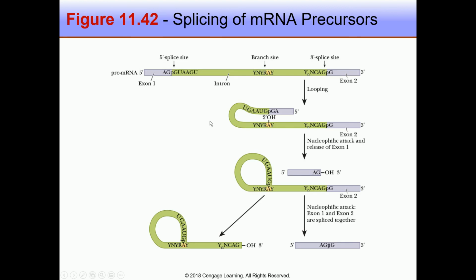This is what I just said, and this is showing you in more detail. This is a 5 prime splice site, this is a 3 prime splice site. Here a cut will be made and this exon will be separated, and then there will be a cut made here, this intron will be removed, and these exons will be joined together.